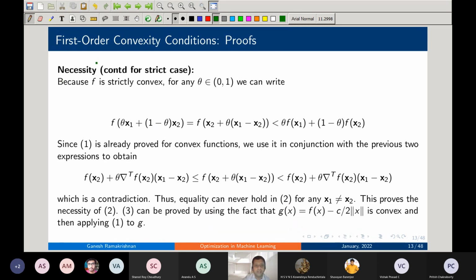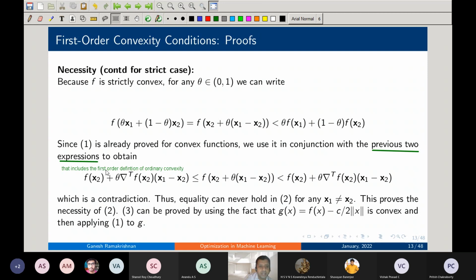So then we say, I'll basically take this convex combination of x1 and x2 and show this inequality, with a little bit of manipulation. We basically use what we had proved. When we say previous two expressions, we are also using the first order definition of convexity, not strict convexity. The first order definition, which we already proved, of ordinary convexity, to distinguish it from strict convexity.